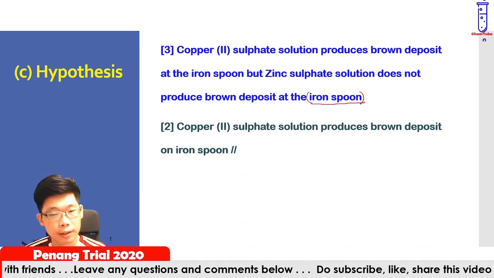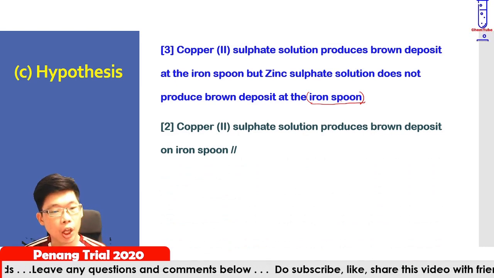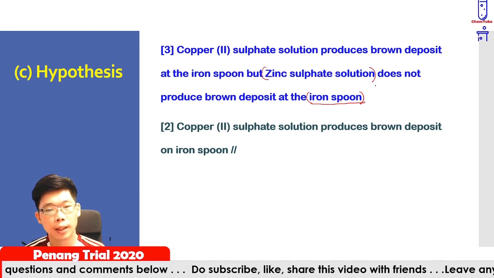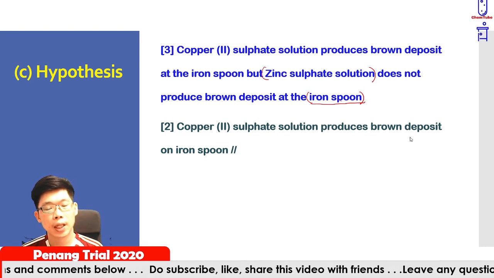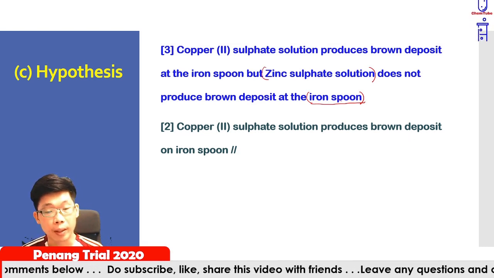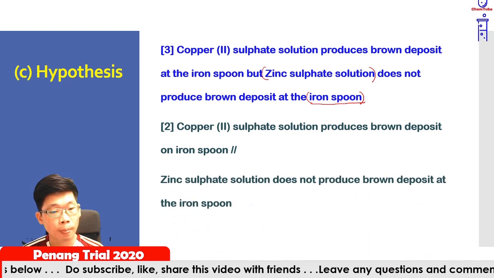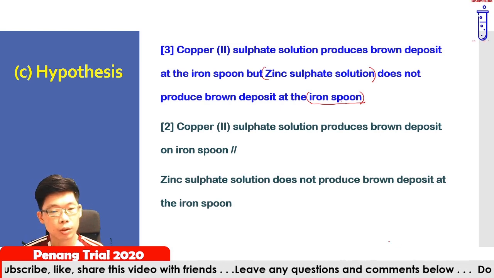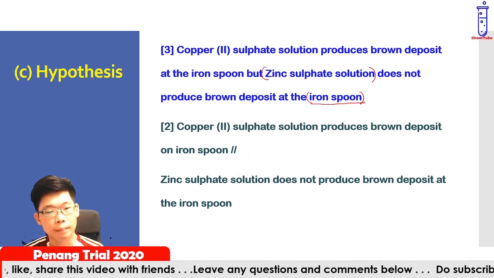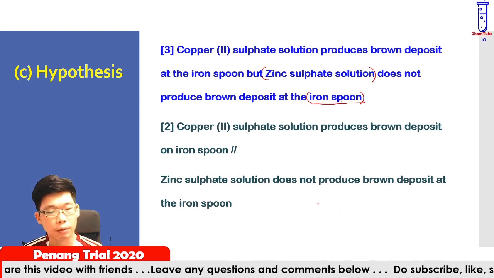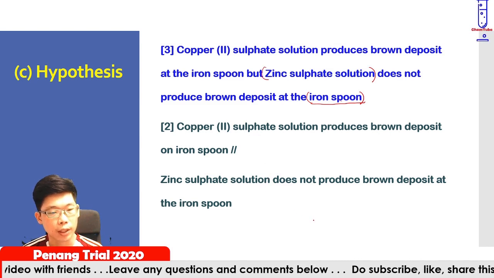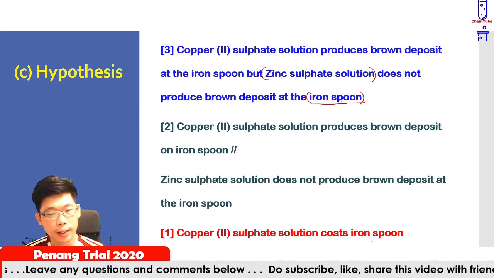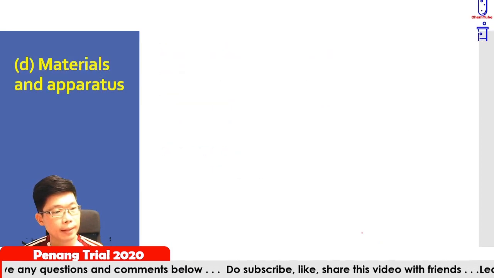Score 2, copper 2 sulfate solution produces a brown deposit on the iron spoon, without mentioning the other one, that zinc sulfate solution does not produce the brown deposit, meaning the electroplating is not successful. You have to mention that also to get score 3: zinc sulfate solution does not produce the brown deposit on the iron spoon. So you have to write both conditions to get score 3. If you write only one condition, you get score 2 only. Score 1, copper 2 sulfate solution coats the iron spoon. Then materials and apparatus.